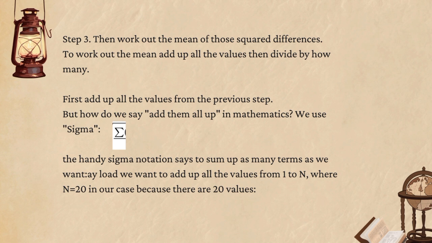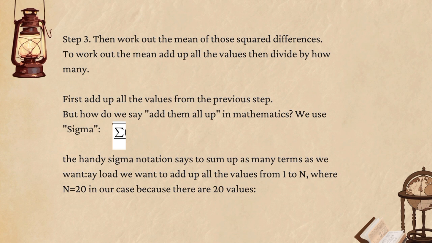So, sa step 3 naman, then work out the mean of those square differences. To work out the mean, add up all the values then divide by how many. First, add up all the values from the previous steps. But how do we say add them all up? In mathematics, we use sigma. The sigma notation says to sum up as many terms as we want.